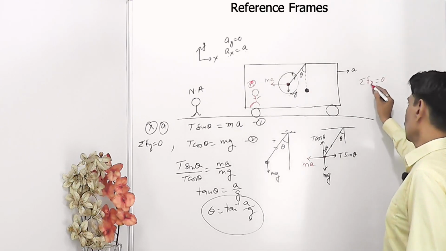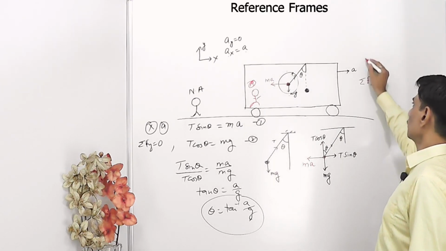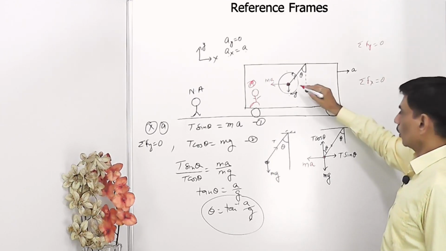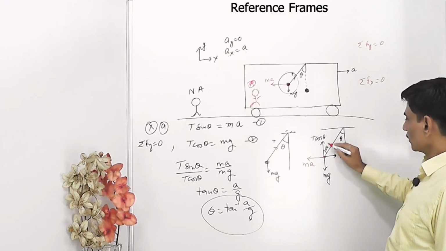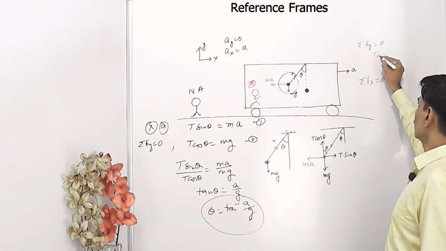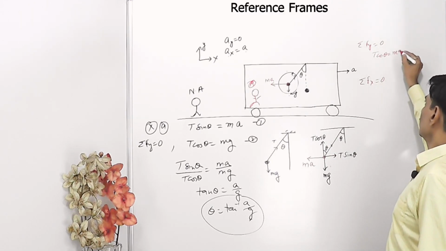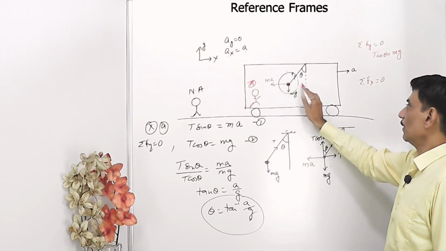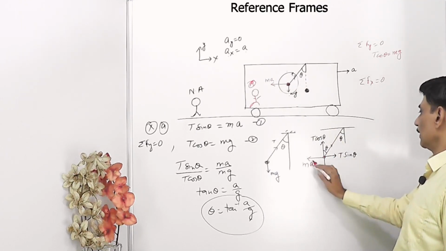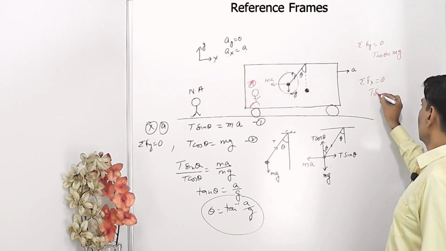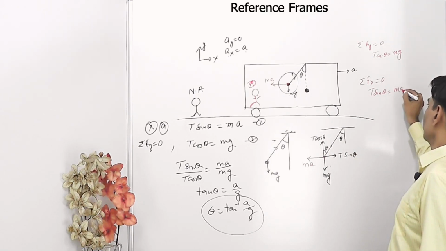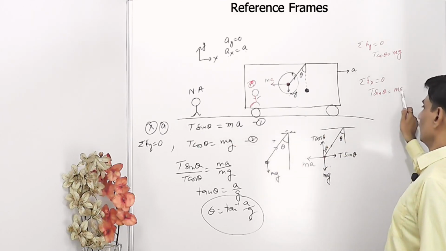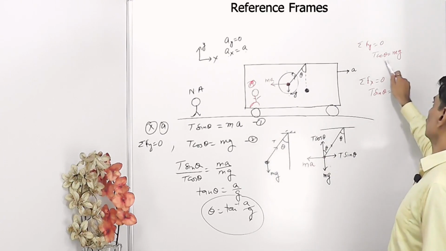So summation of forces along the x-axis is equal to 0, and summation of forces along the y-axis is also equal to 0. Along the y-axis, he says T cos theta is equal to mg. And along the x-axis, he says this is stationary, so this side force is equal to this side force. So T sin theta is equal to ma. If you look at the equations, T sin theta is equal to ma, and T cos theta is equal to mg.